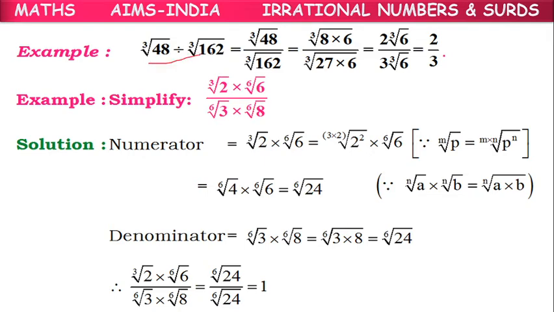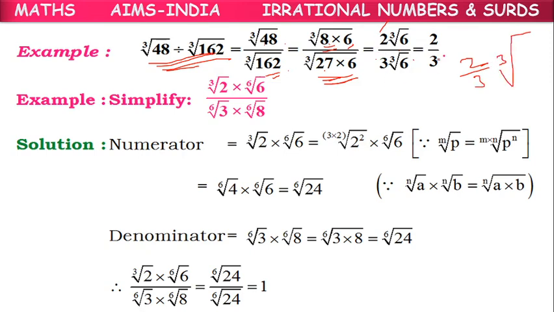Here, cube root of 48 divided by cube root of 162. So 48 we can write as 8 into 6, and 162 we can write as 27 into 6. 8 means 2 cubed, so 2 will come out. 27 means 3 cubed, so 3 will come out. Here 2 into cube root of 6, and 3 into cube root of 6. So we can write it as 2 by 3, because it is outside.